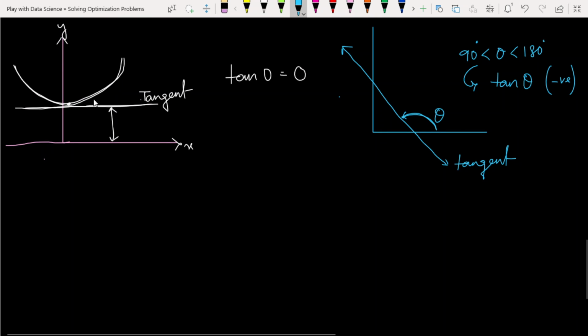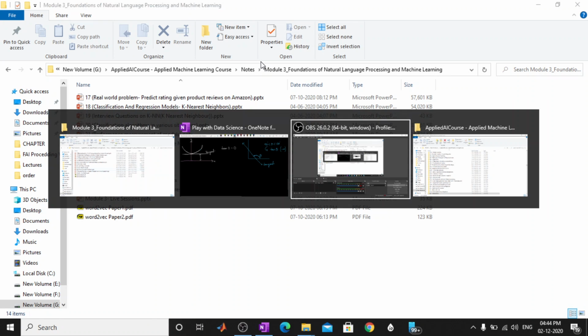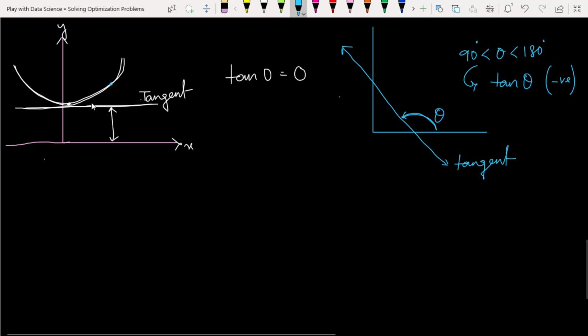Simple. If we consider the minimum point here, we see that our tangent will be parallel to the x-axis, that is, it will be 0. If we just see this side of the plane and draw a tangent on this side, then what will the tan theta value be? Here tan theta is positive, because theta simply lies between 0 to 90 degrees. So here the slope is positive.